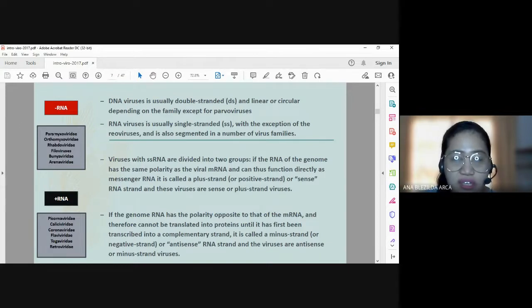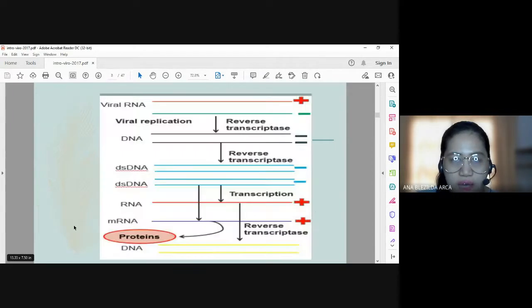Tulad nito, these are the negative stranded RNA and these are the positive stranded RNA. Okay? Now, paano ba ang nangyayari kapag meron kang negative strand na RNA? Kapag negative strand RNA ka, hindi siya basta-basta magpo-proceed sa protein production. Okay? So, para saan ba yung protein? Bakit ba kailangan gumawa ni RNA ng protein?